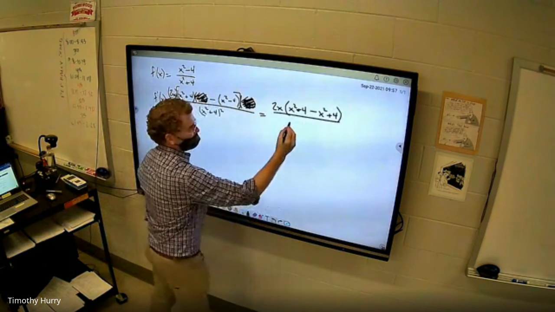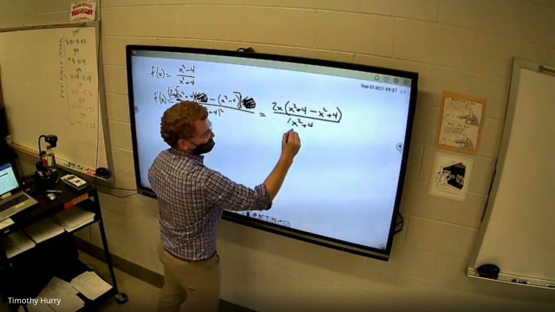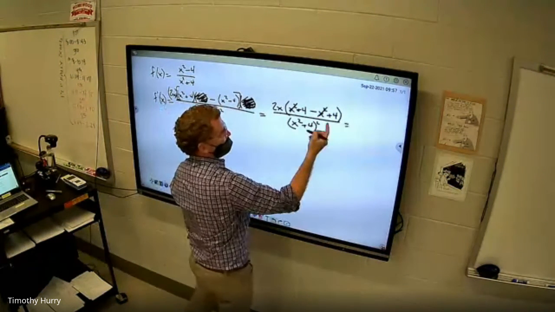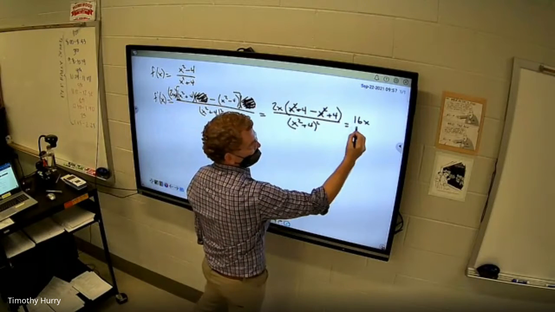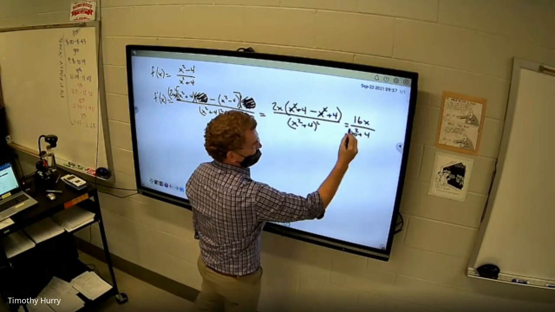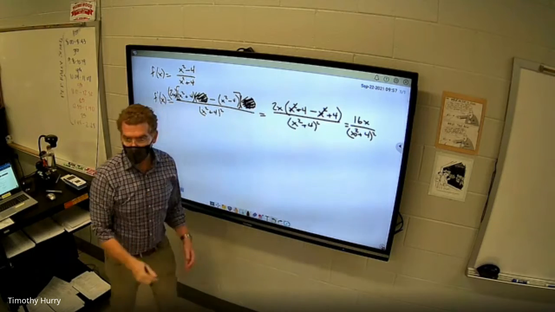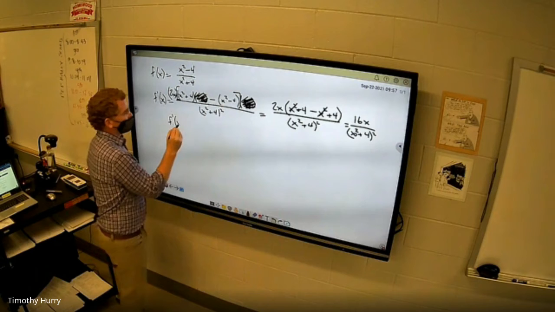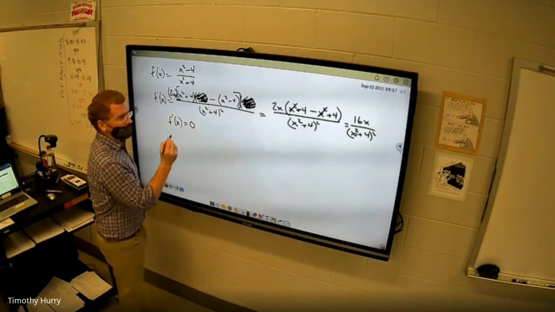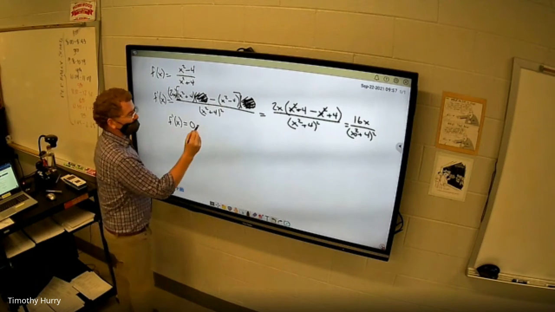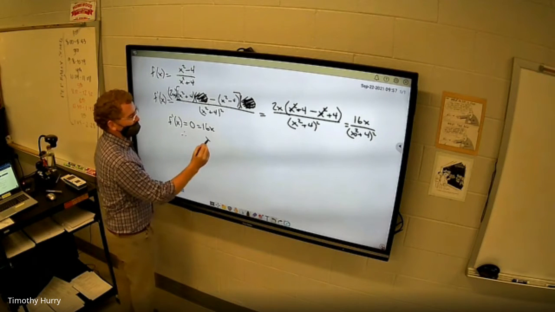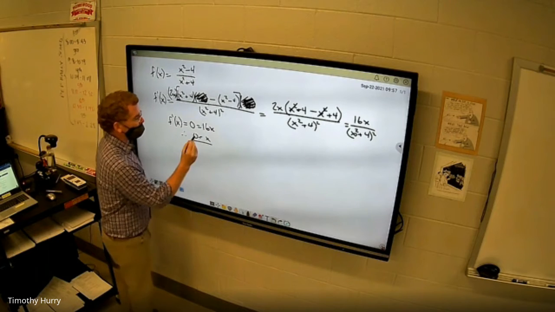That was kind of nice, wasn't it? Now, if you don't see that, FOIL it out, but my x squareds cancel, and I'm just left with 8 times that. And this big thing. So where would the derivative be 0? The derivative is equal to 0 when it's 16x. So therefore, when x is 0. So there's a critical number.